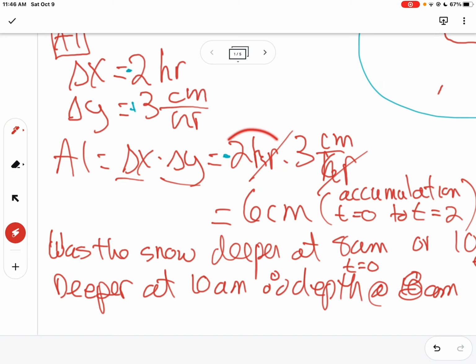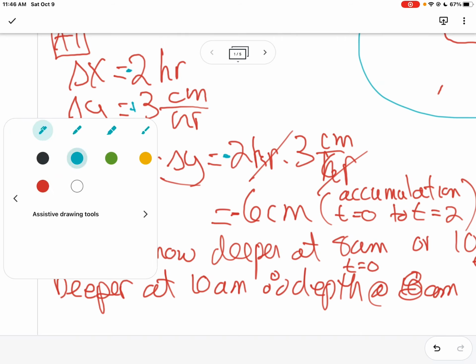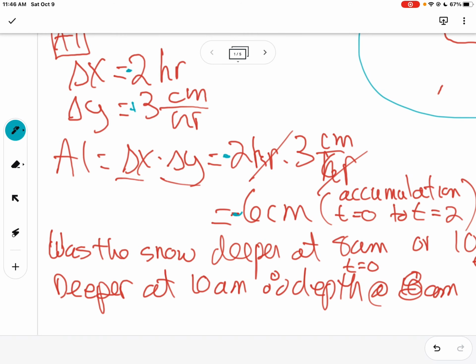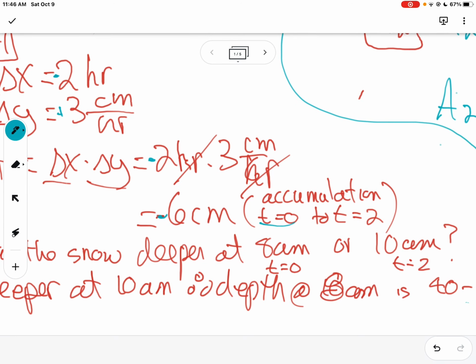Negative 2 hours because I went from 2 hours back to 0. I went left. And then the 3 centimeters per hour, that's the y value. Okay, so I just multiply that out and I get 6 centimeters. But it should be negative 6 centimeters going in that direction. What does that actually mean? This is actually from t equals, I should correct that, because that's going backwards in time, right? That's going from 2 hours to 0 hours, right?